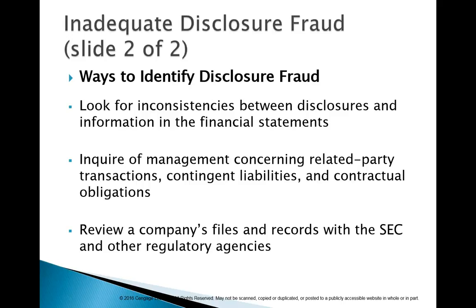Or read their correspondence with the IRS. Maybe the IRS is challenging some of the deductions they've taken, and consequently they're going to audit their tax return, and so that might relate to a contingent liability. So those are things that you want to keep track of. So there's a lot of things out there related to overstatement of assets, understating liabilities, and inadequate disclosure fraud.